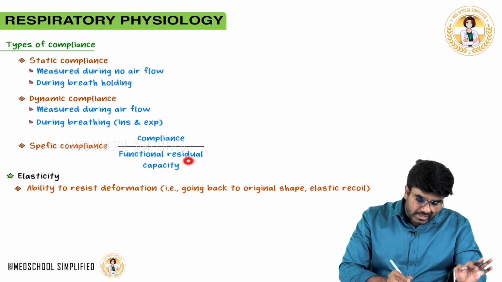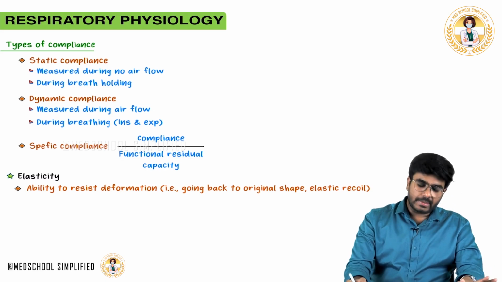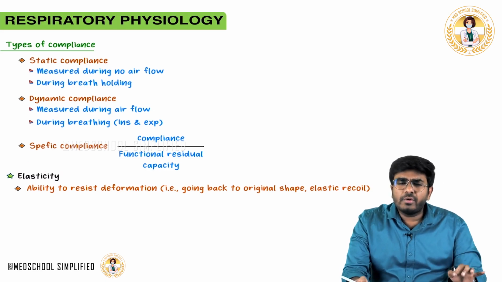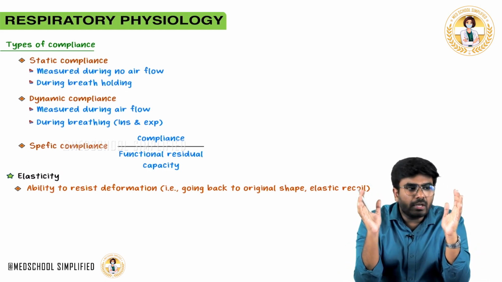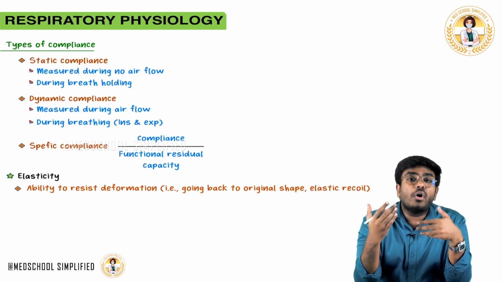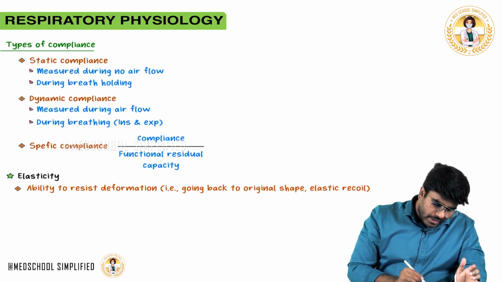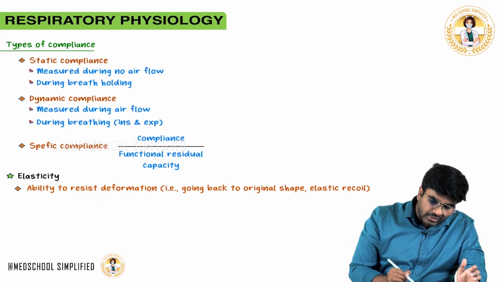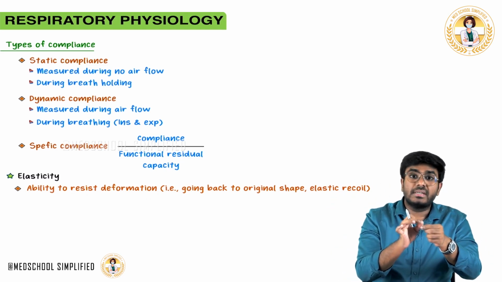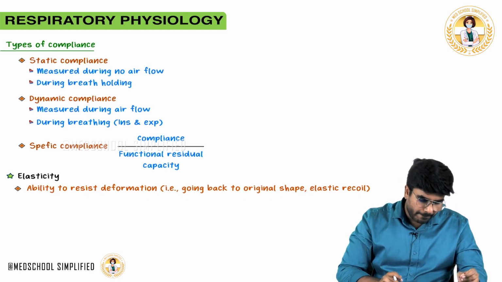Compliance divided by functional residual capacity will give you specific compliance. Now, having said that, let's start to discuss the elasticity. Already we have discussed elasticity means recoiling nature, getting back to its original position or resisting the deformation in its shape. Now, let's see the definition: ability to resist the deformation. If you deform its shape, it will again go back to its original position. That is elasticity, going back to original shape or elastic recoil.